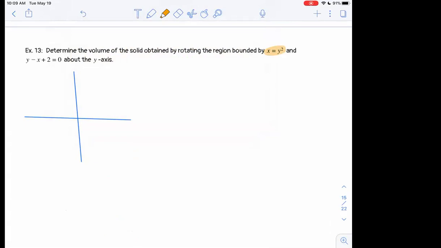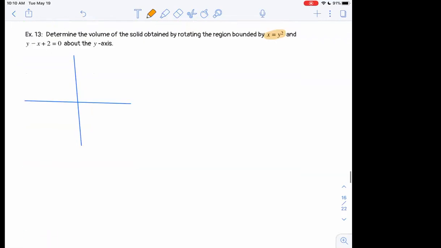All right. What are folks getting for the one in the orange, the x equals y squared? What shape is that? What direction is it facing? It faces towards the right. Yeah, so you've got a parabola, but it's opening towards the right. So you've got something kind of like this.